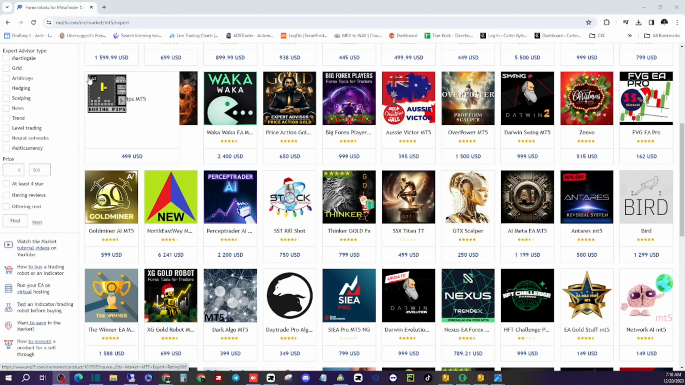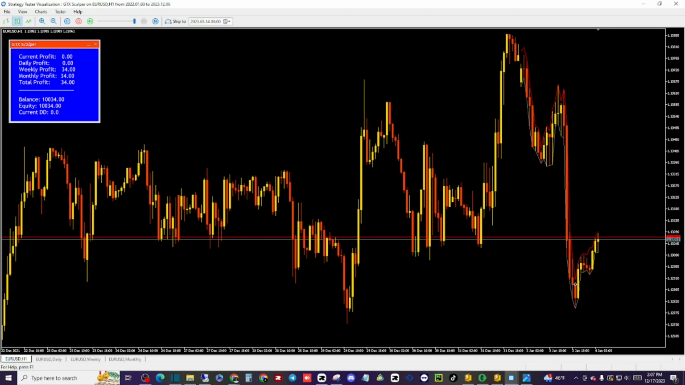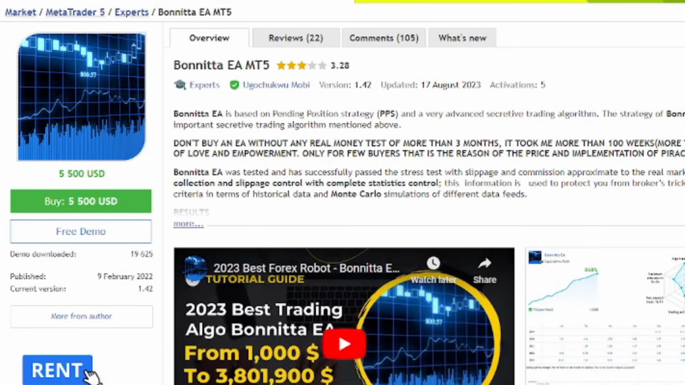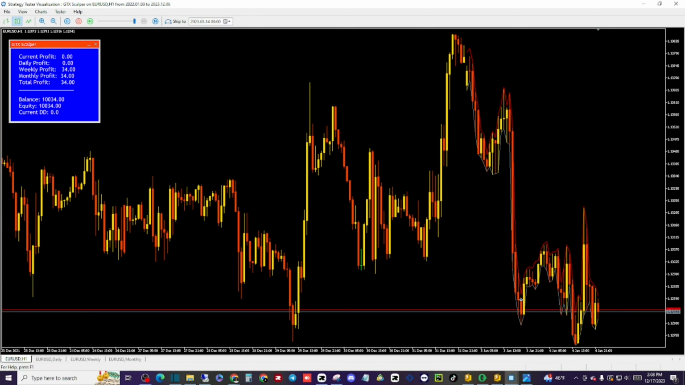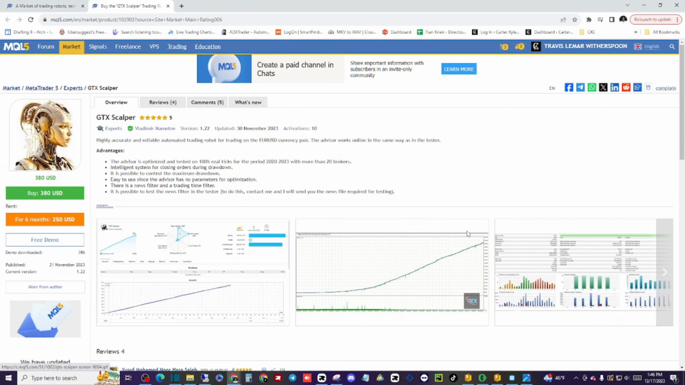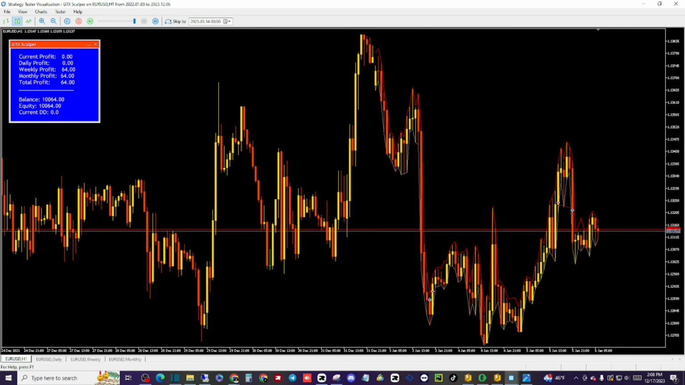On the MQL5 market, scalping expert advisors are a dime a dozen, so finding the best ones can be hard. There are some scalpers that have been in the marketplace for a very long time, but they can be pricey. Then there's some that are very cheap, but you get what you pay for. And then there's the GTX scalper. That is kind of the best of both worlds. On paper, it shows quality results at a bargain of the price.